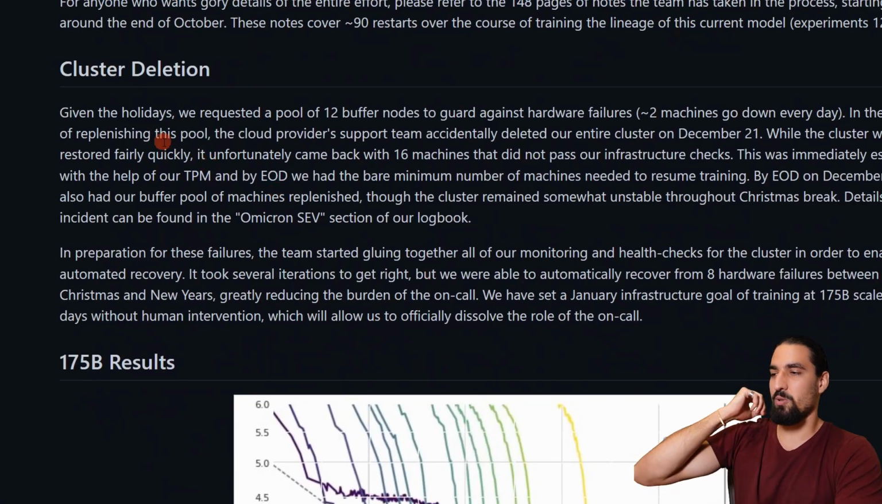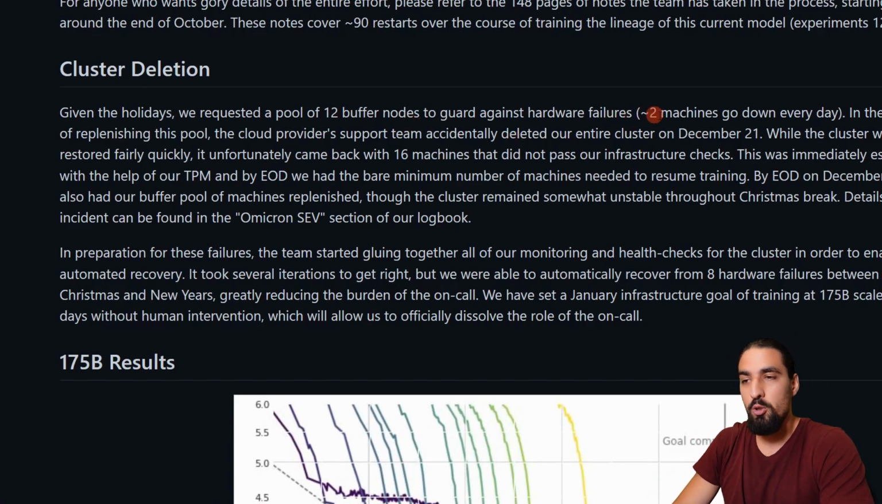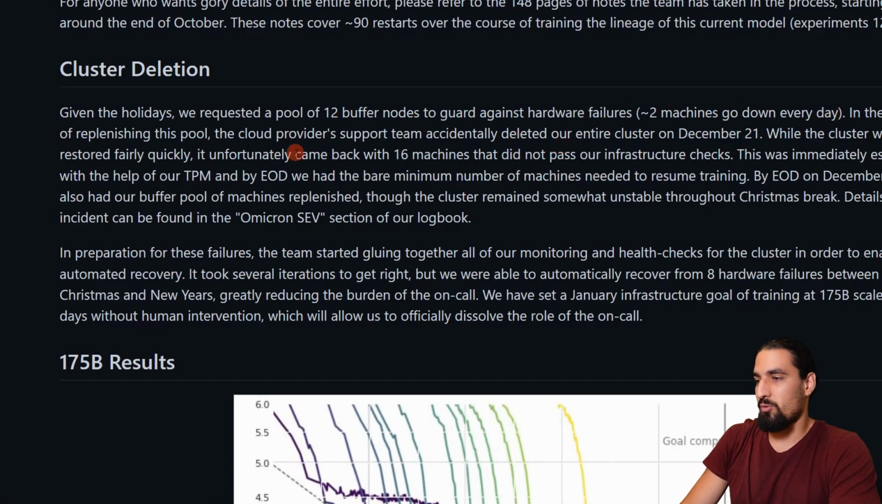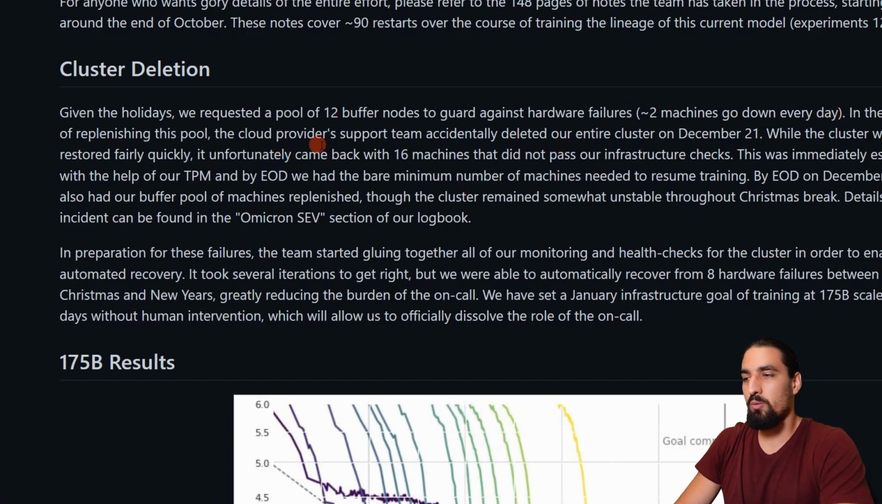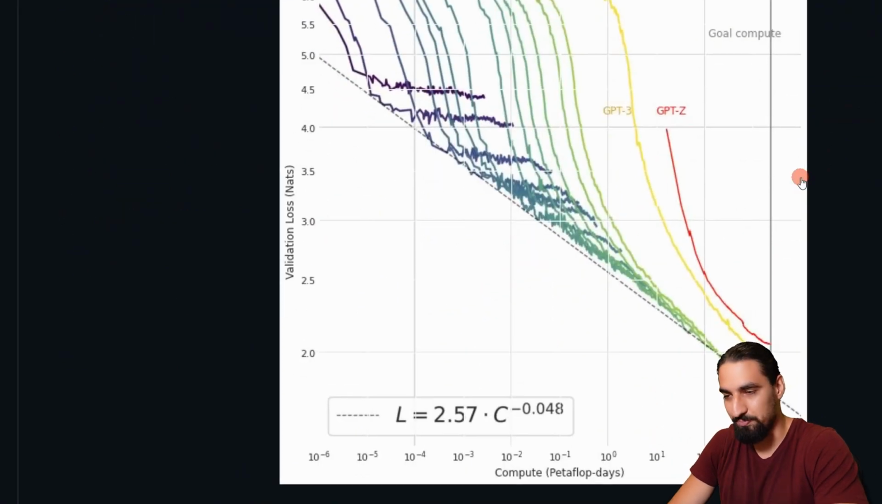That's kind of funny. So given the holidays, we requested a pool of 12 buffer nodes to guard against hardware failures. 2 machines go down every day, on average. In the process of replenishing this pool, the cloud provider's support team accidentally deleted our entire cluster on December 21st. While the cluster was restored fairly quickly, it unfortunately came back with 60 machines that did not pass our infrastructure checks, etc. So that's one of the interesting parts.